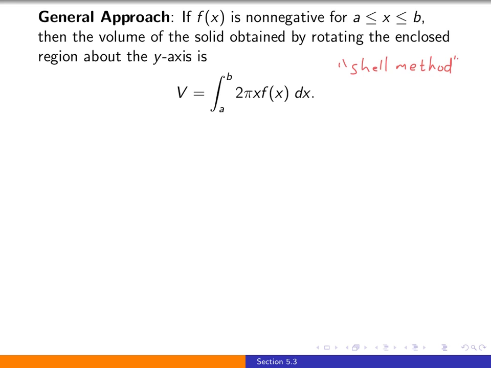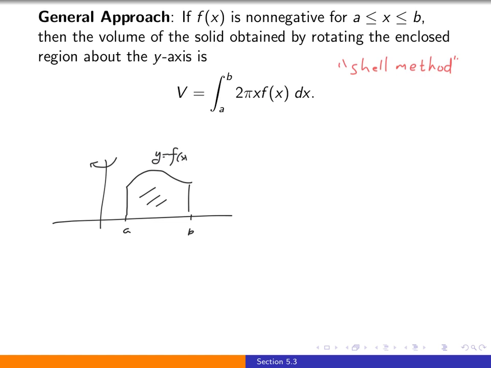So the idea is that if f of x is a non-negative function for values of x between a and b, so we're thinking y equals f of x from a to b, and if we take that region enclosed underneath our function and we rotate around the y-axis to form a solid of revolution, if we would like to calculate its volume, it's given by the following integral. The definite integral over how the x values vary, a to b. What we integrate is 2 pi x f of x.